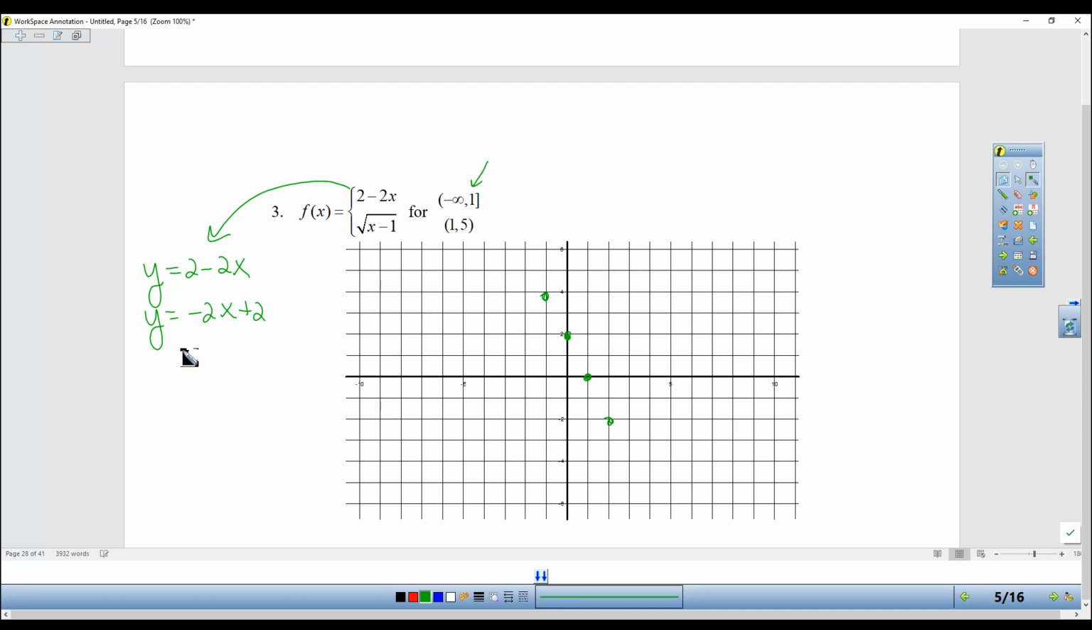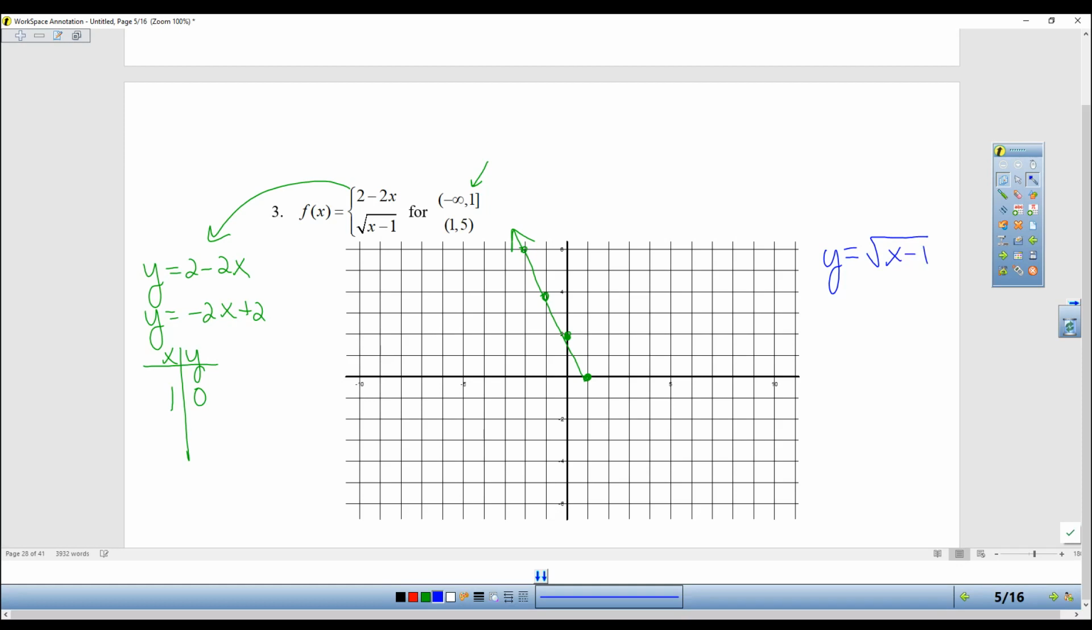That's the most important point. If you don't plot anything else, plot 1. So when x is 1, I get 0, right? So that's where the graph stops. So it looks like this. You cannot keep going. Now, second part, y is equal to square root of x minus 1.